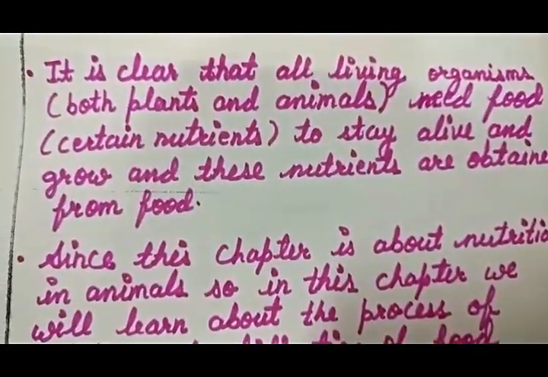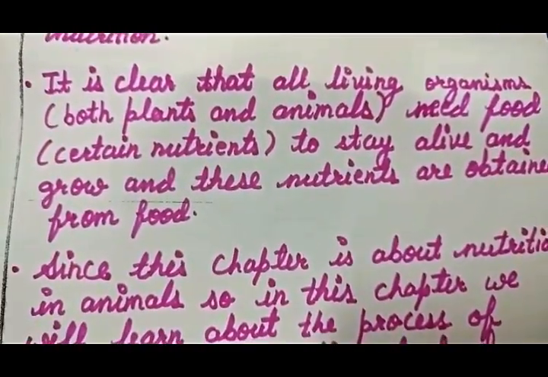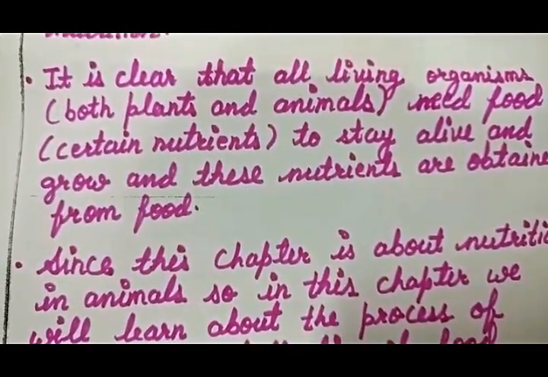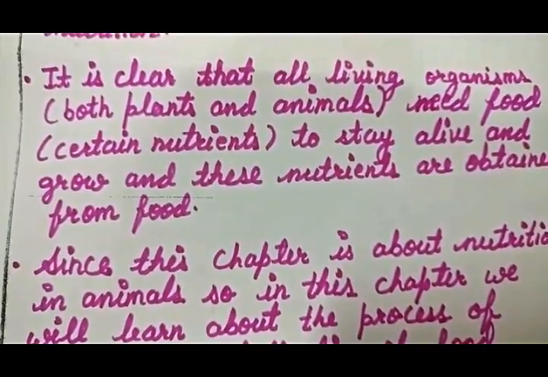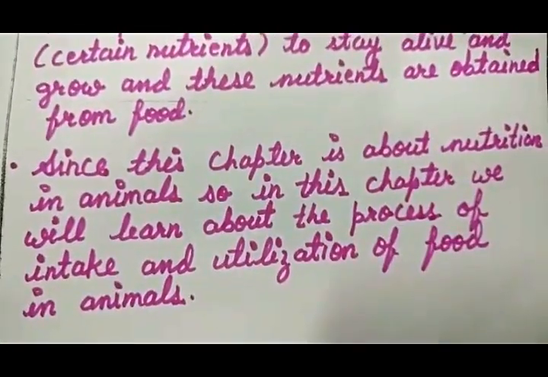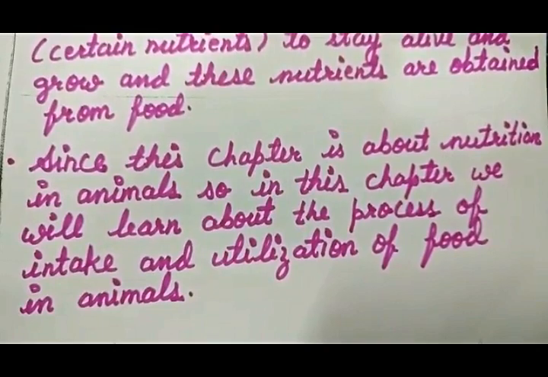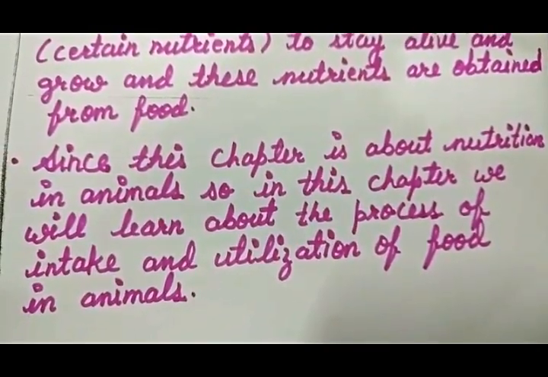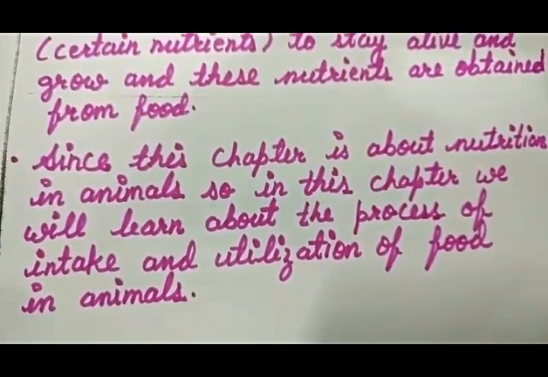Again, in the previous chapter we have discussed that all living organisms, both plants and animals, need food, certain nutrients to stay alive and grow, and these nutrients are obtained from food. Since this chapter is about nutrition in animals, in this chapter we will learn about the process of intake and utilization of food in animals.